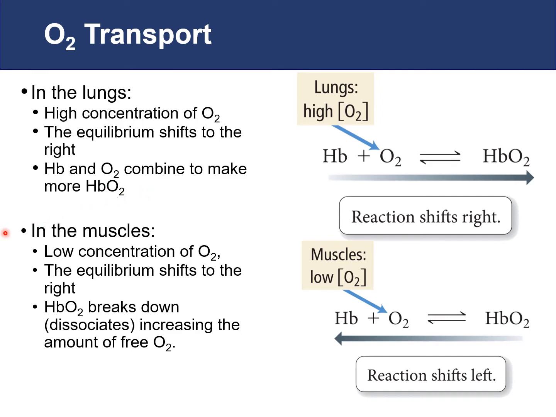In your muscles, there is not a high concentration of oxygen. Because the concentration of your reactant is low, the equilibrium shifts to the left, and so your oxygen-bound hemoglobin starts dumping the oxygen off in your muscles, which enables them to do their biological function. The hemoglobin-bound oxygen breaks down or dissociates, increasing the amount of free oxygen that is available to your muscles to do their work.